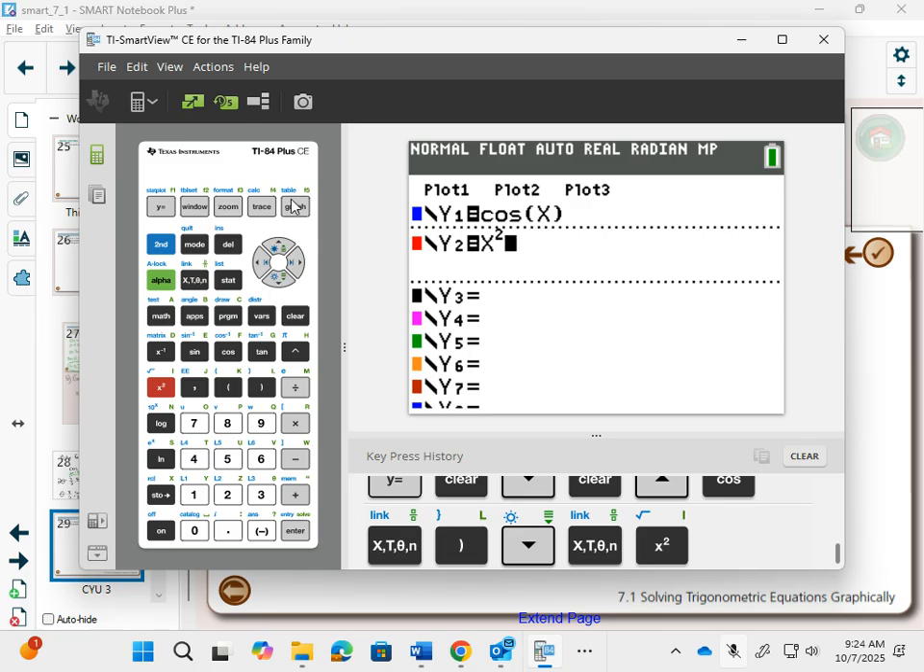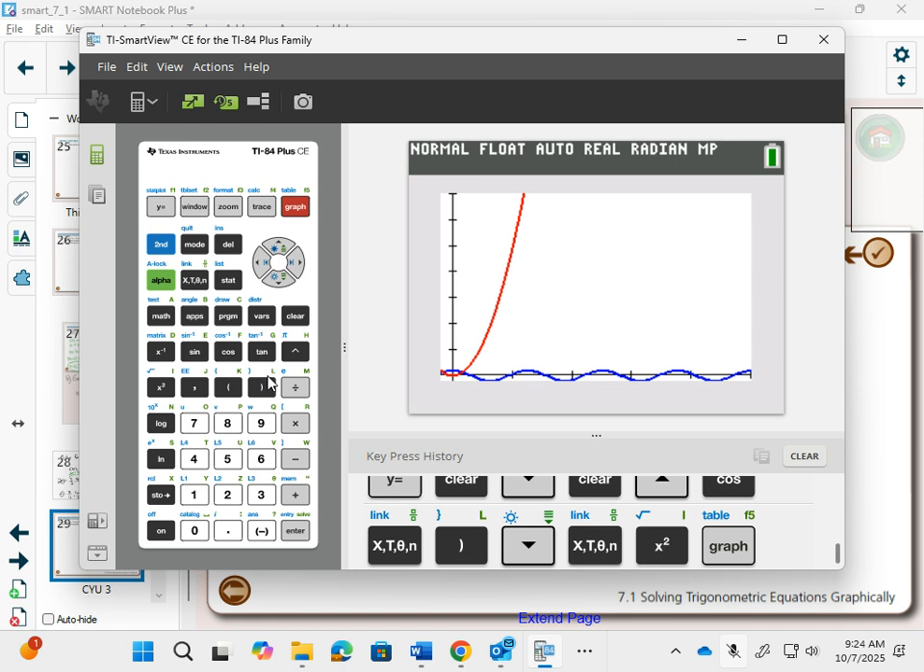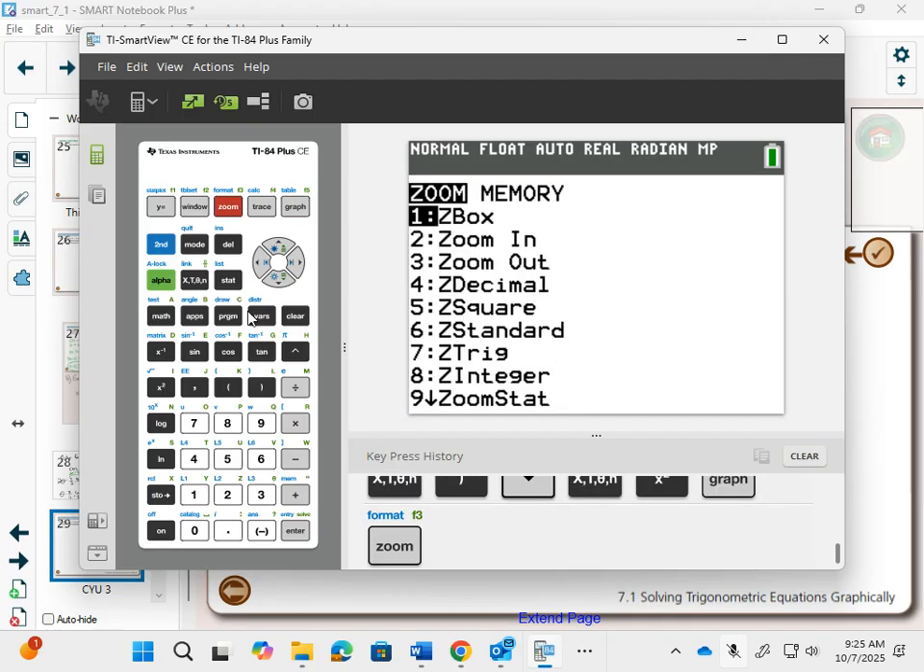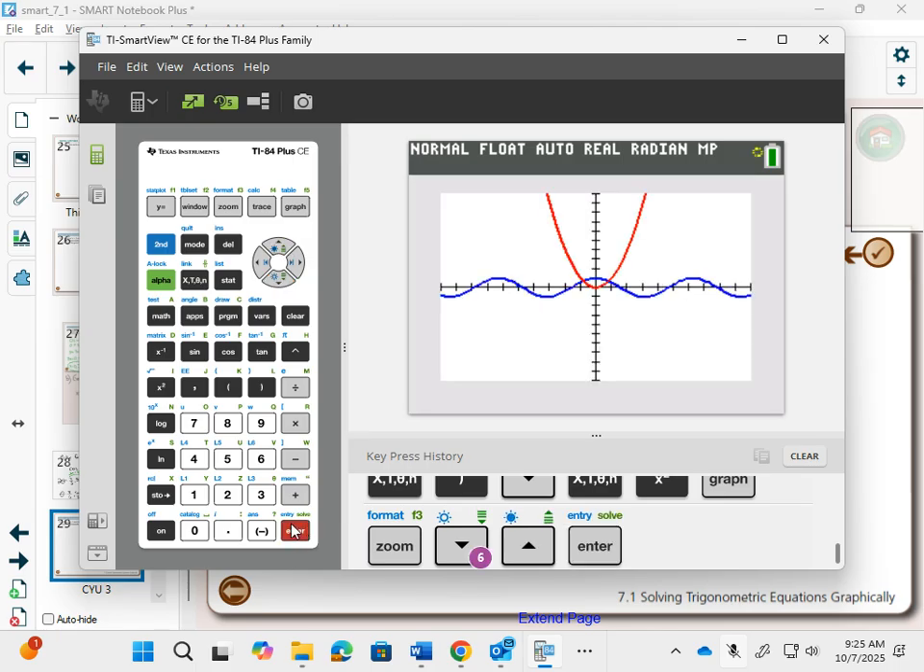Now if I hit graph right here, I'm curious what my window is set up. Oh, I don't like my window at all. It's still set up from when we graphed the tides the other day. So a couple things you could do. You can either hit your window button to change it to whatever window you like. The zoom button is often quite nice. Lots of times when you're unsure, people go back to zoom standard. Okay, that one's not bad.